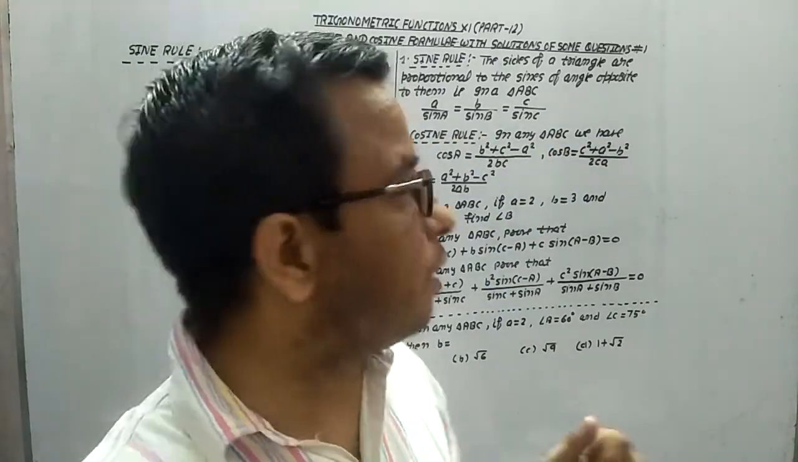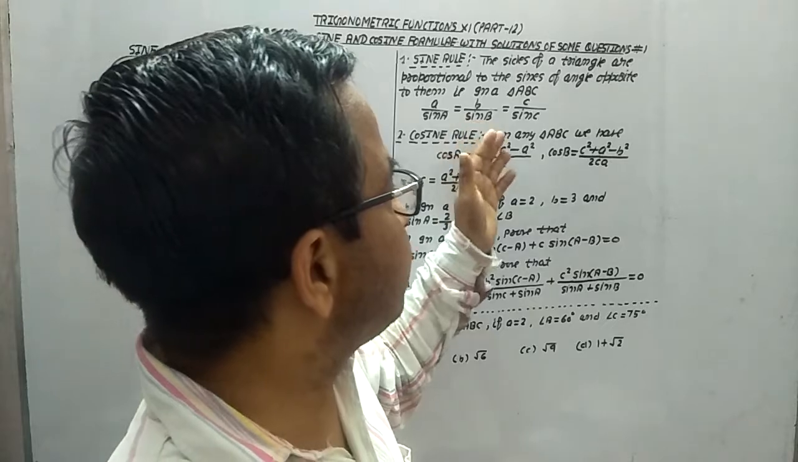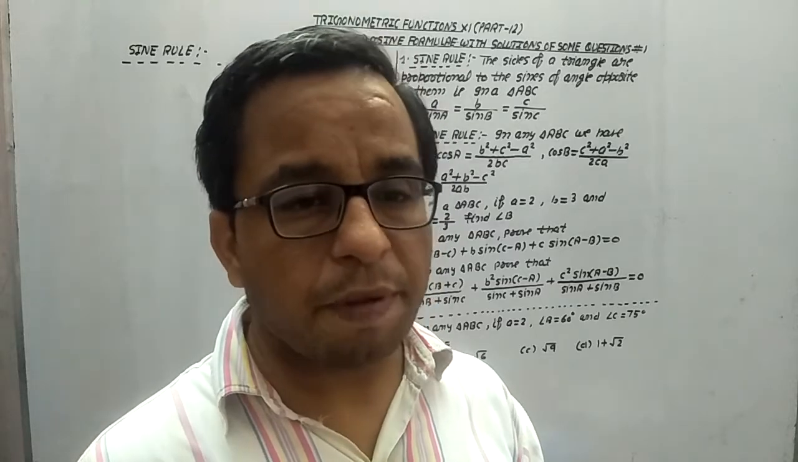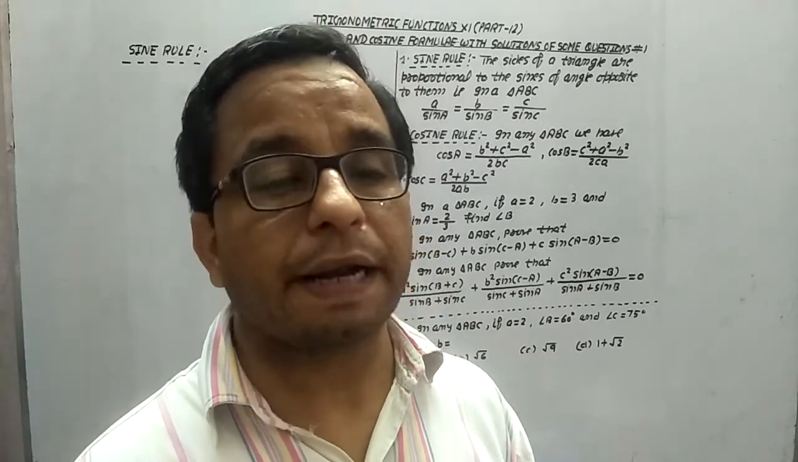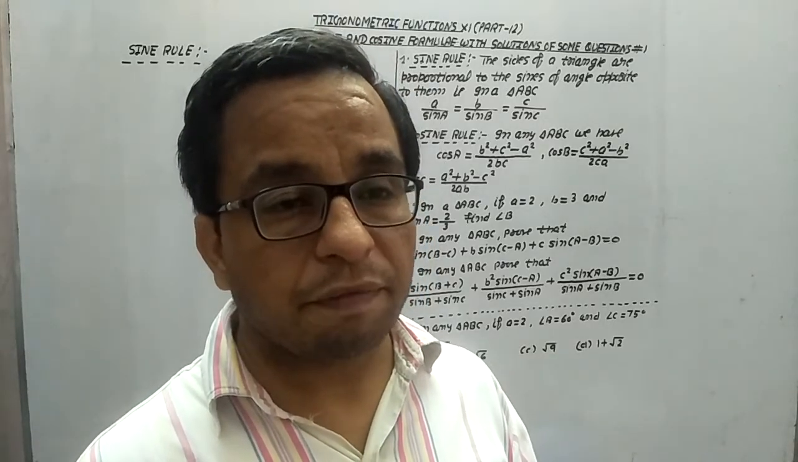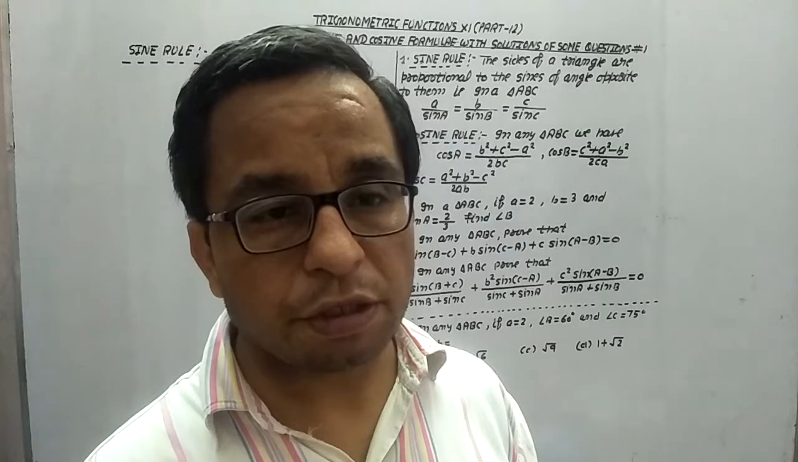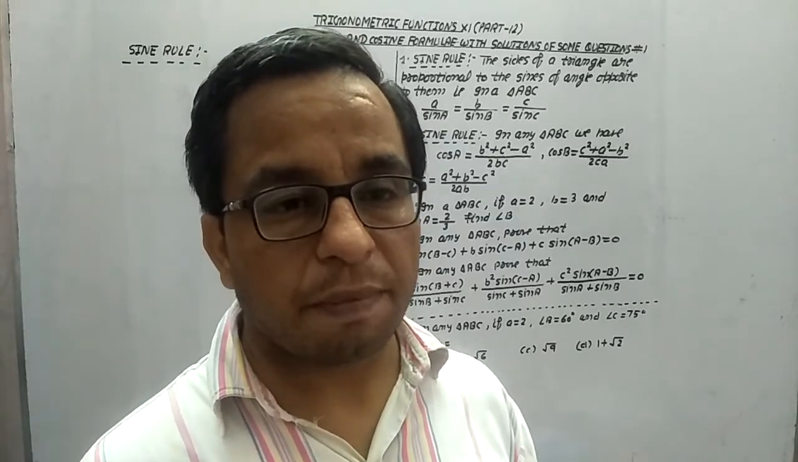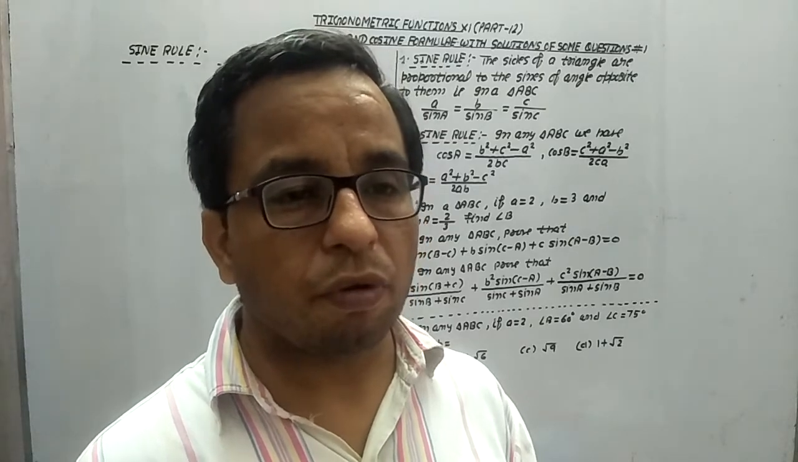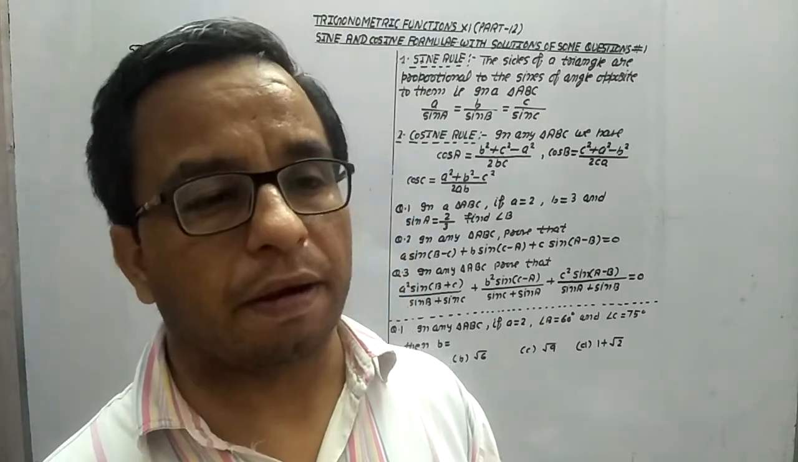That is, in a triangle ABC, a upon sine A is equal to b upon sine B is equal to c upon sine C. Now, this triangle may be of any type. It may be an acute angle triangle, obtuse angle triangle, or right angle triangle. But I'll give the explanation of the proof on the basis of an acute angle triangle only. If in the exam a proof comes, then you have to do it on the basis of an acute angle triangle.